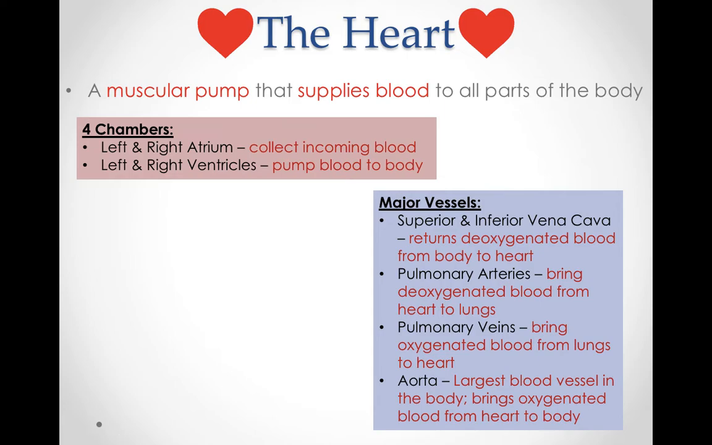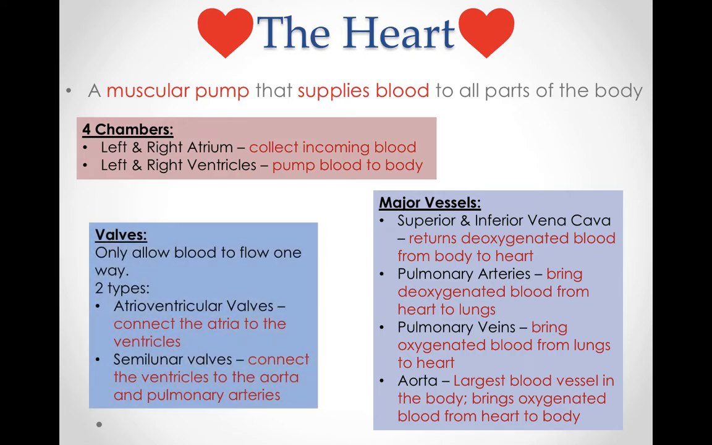One thing I want you guys to put a little star beside is that the pulmonary artery is the only artery that carries deoxygenated blood. So all other arteries carry oxygenated blood. The pulmonary artery is the only one that carries deoxygenated blood. And similarly, the pulmonary vein is the only vein in the body that carries oxygenated blood.